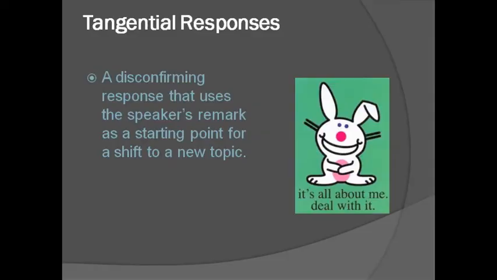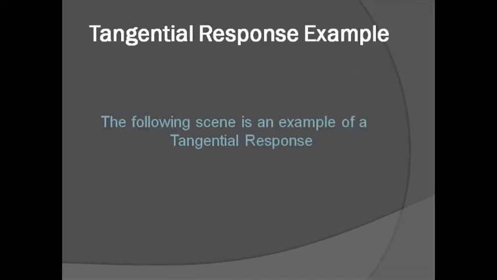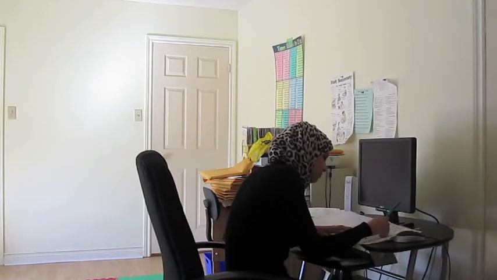What? Tangential response. A tangential response is a disconfirming response that uses a speaker's remarks as a starting point for a shift to a new topic. Instead of ignoring the speaker's remark completely, the other party uses it as a way to change the topic. In the following scene, you will see an example of a tangential response.